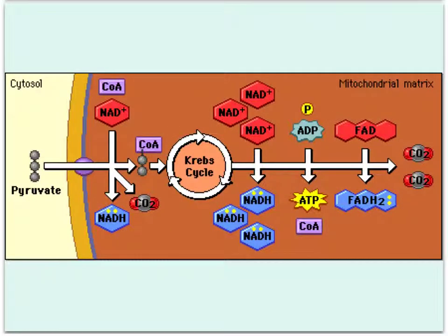Whew, look at that picture. Now, fortunately, we don't have to know everything that goes on here. Our starting point is pyruvate. Remember, pyruvate is the chemical that we had at the beginning of this Krebs cycle. It was generated by the end of glycolysis. So we've got our pyruvate right here.